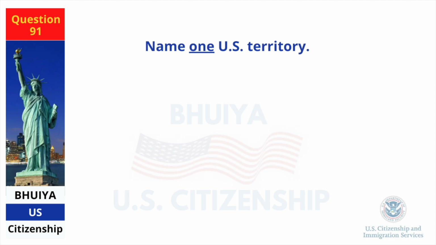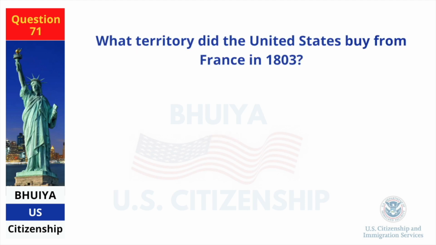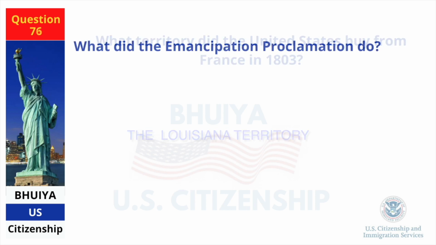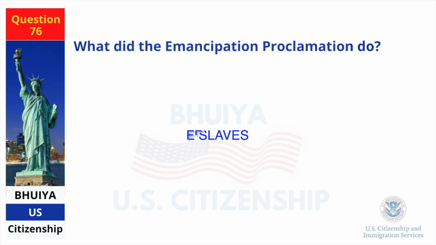Name one U.S. territory. Guam. What territory did the United States buy from France in 1803? The Louisiana Territory. What did the Emancipation Proclamation do? Freed the slaves.